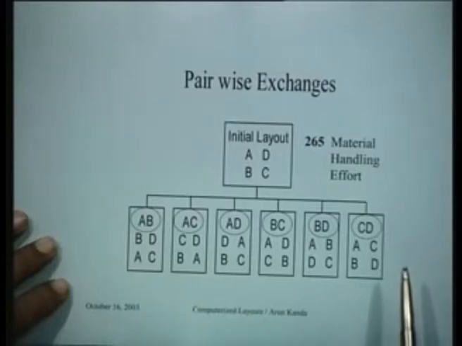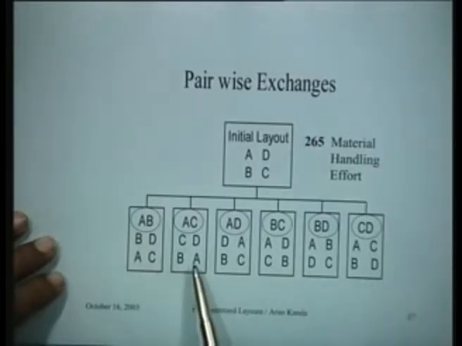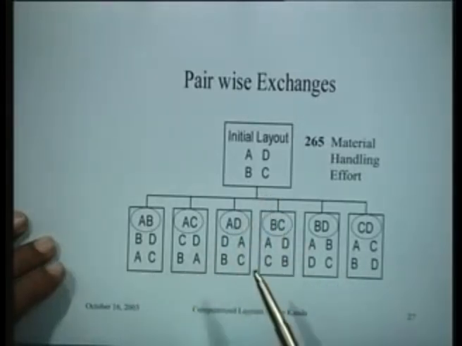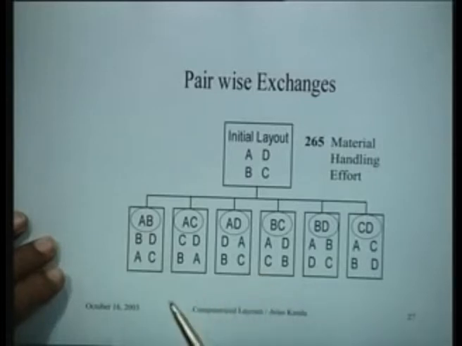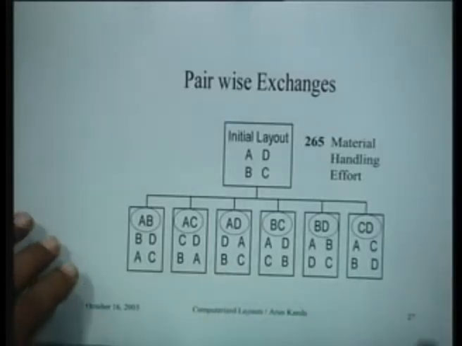The intention now is that for each of these new possible layouts which are derived from the initial layout, you can develop a distance matrix. The only thing that will change is the distance matrix, and the flow matrix, the total loads which are moving, will remain the same. Multiply the flow matrix with the distance matrix, and compute the material handling effort for each of these. Let's see, for instance, how this can be done.